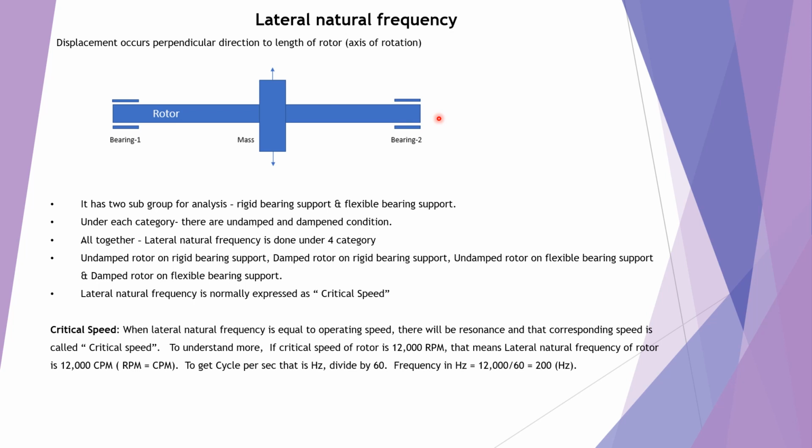As I said, the analysis is categorized in two groups. When the bearing is considered rigid, there is no displacement of the shaft at the bearing, and at the same time there is no displacement of the bearing itself. This is called the rigid bearing. When the bearing is considered flexible, there is a displacement of the shaft at the bearing, and at the same time there is a displacement of the bearing itself. However, in a rigid bearing there will be displacement of the shaft other than at the bearing supports.